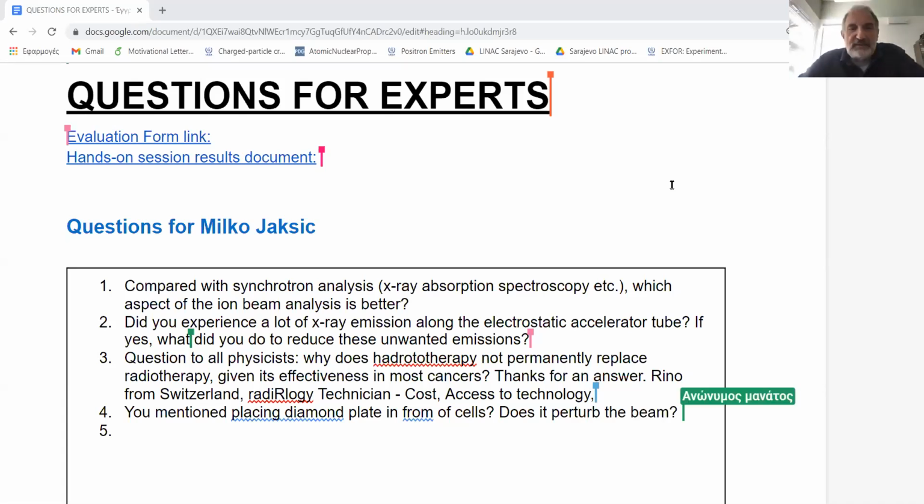Okay, does it perturb the beam? If you remember, the trajectory of the beam through material, when it is still high energy, is not perturbed. So the trajectory remains the same, at least when we have very thin material like this. So it doesn't make a big perturbation.